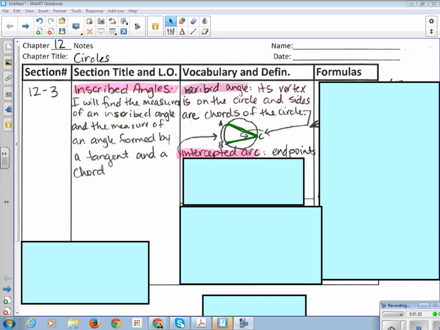So that's an inscribed angle. Its vertex is on the circle, and the sides are chords of the circle. And we did the chord was our definition.